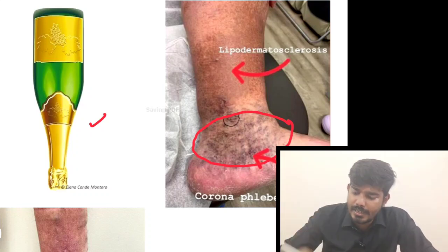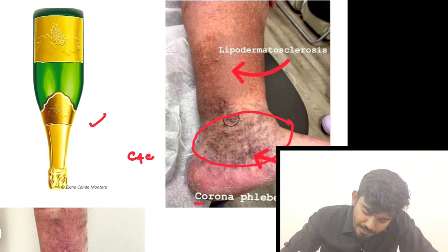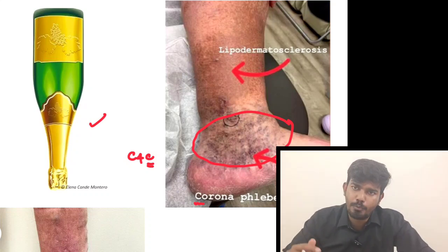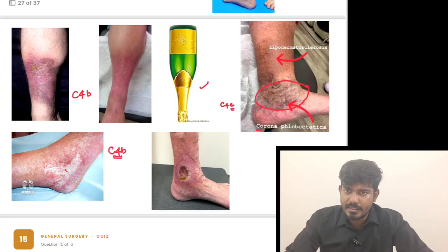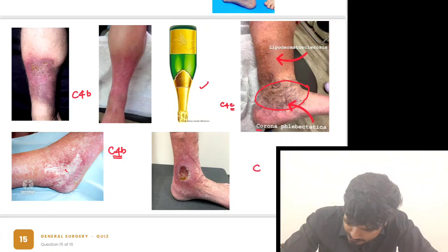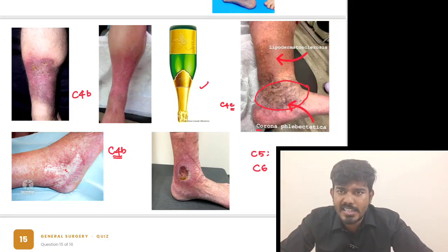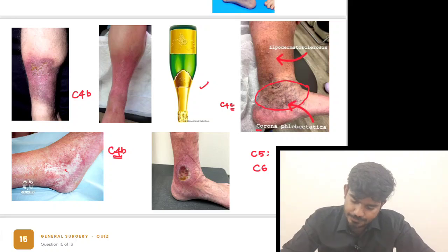if it is seen in the ankle, it is called coronaphlebectasia. C4C. C for C. Okay, C4C. Coronaphlebectasia, it is C4C. Okay, after that, if there is an active ulcer, it is C6. If it is a healed ulcer along with varicose vein, it is C5. This is the CEAP classification, C staging. So our answer to the question is C6.